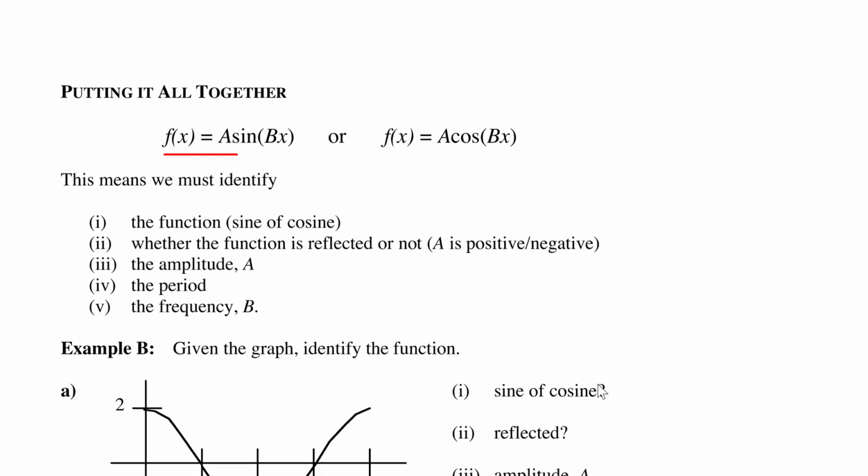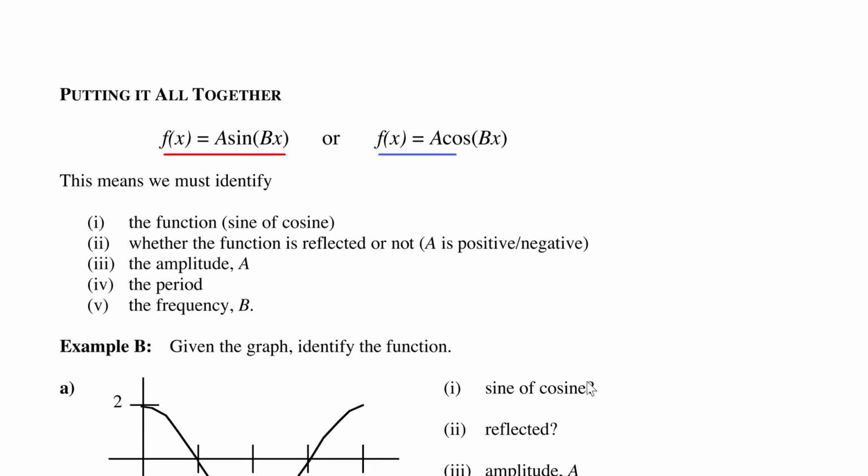Okay, let's put it all together now. And it's all about getting clues from the graph. We need to, from the graph, identify whether it's a sine or cosine function, whether it's reflected or not, what the amplitude is, the period, and the frequency. And we'll do these one step at a time.